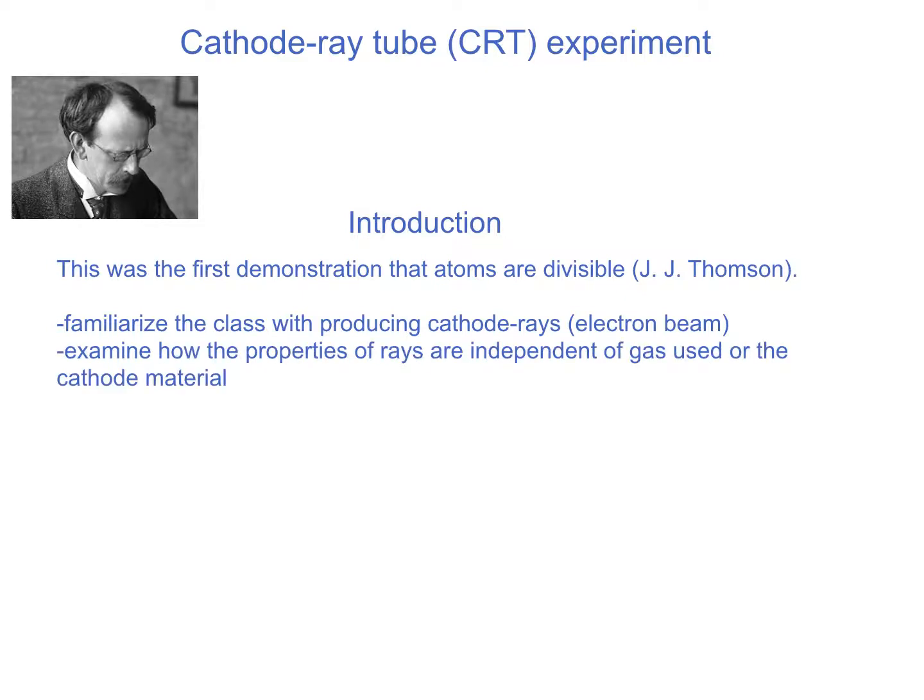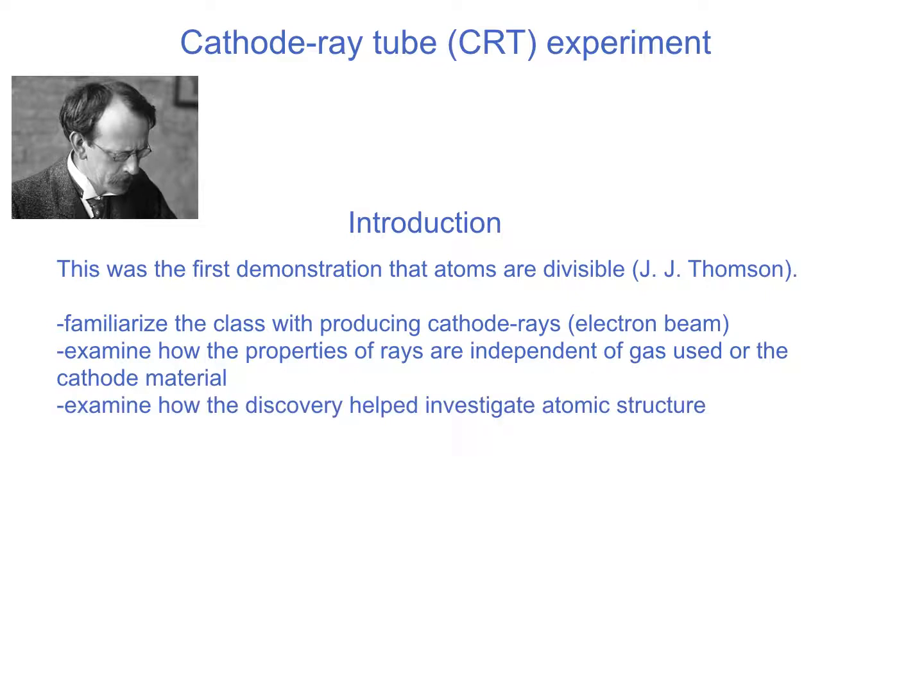And then the experiment is also used to determine specific properties of the cathode rays. In fact, these are made of fast-moving electrons. This was not known at that stage, of course. It was established by this very experiment.